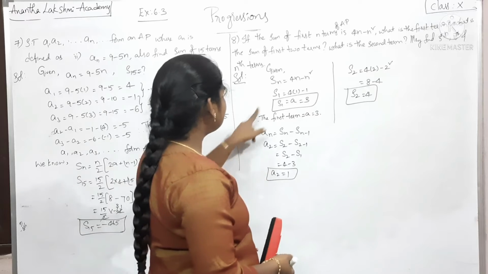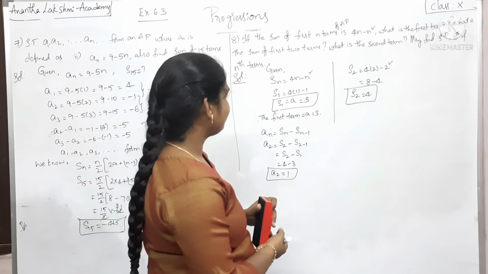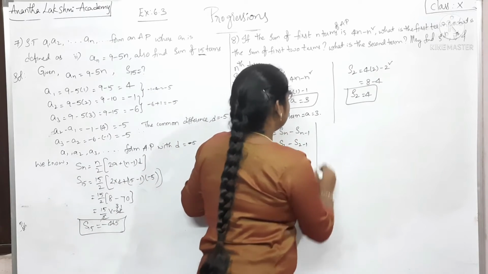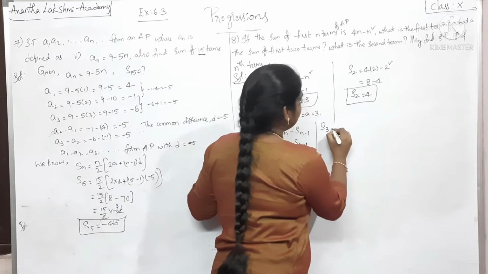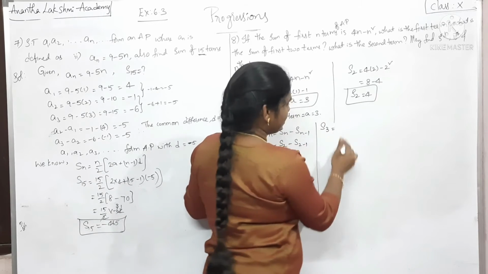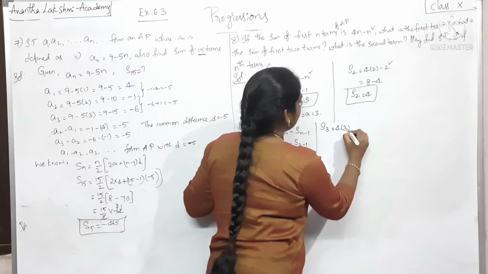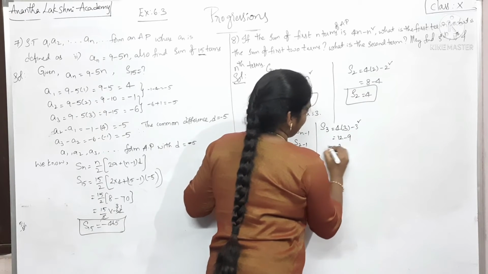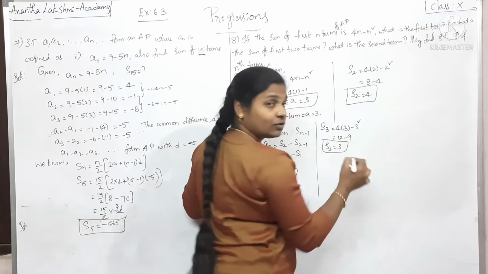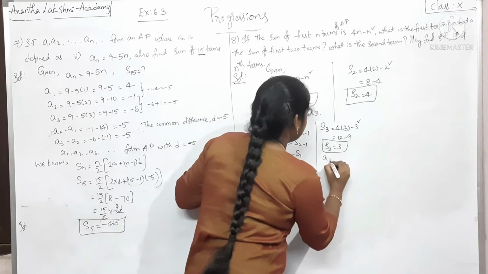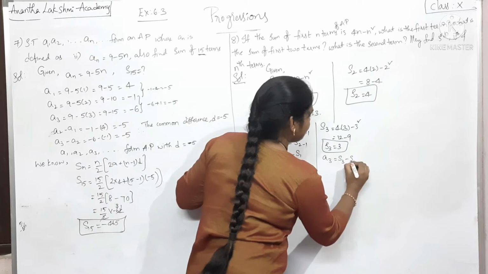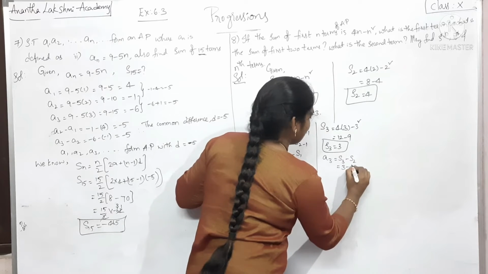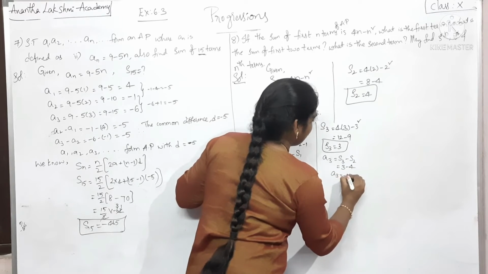Okay. Now what is S3? In order to know the third term, S3 is going to be substituting 4 into 3 minus 3 square, which will be 12 minus 9, 3. S3 is 3. In order to find the third term, A3 is equal to S3 minus S2. That is nothing but 3 minus 4. A3 is equal to minus 1.